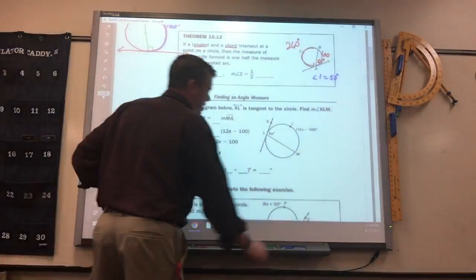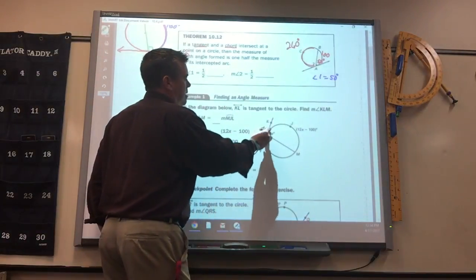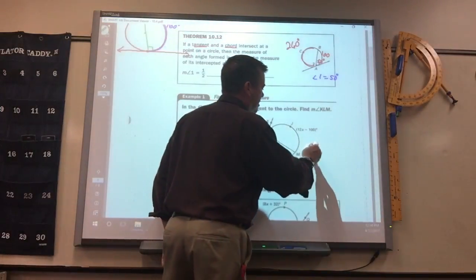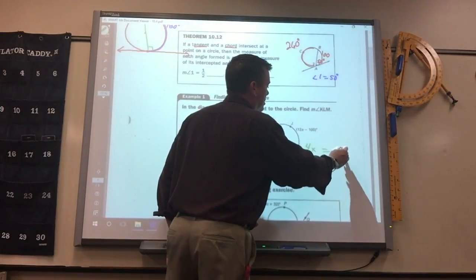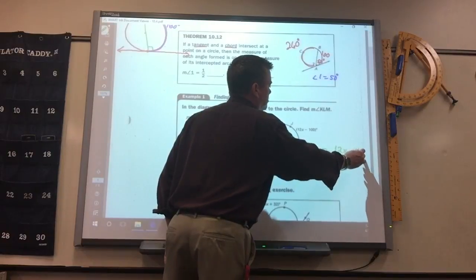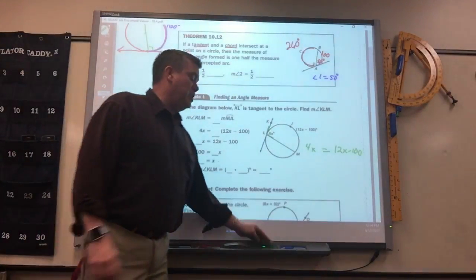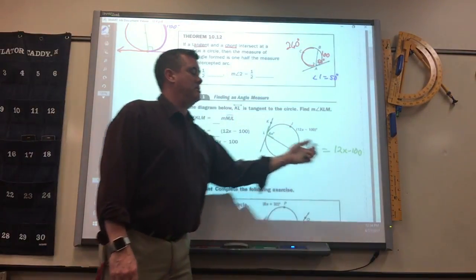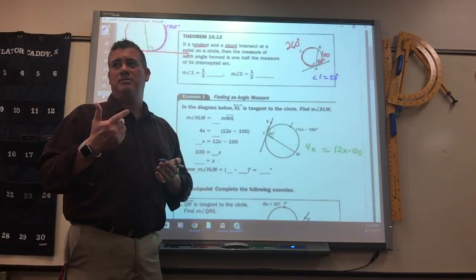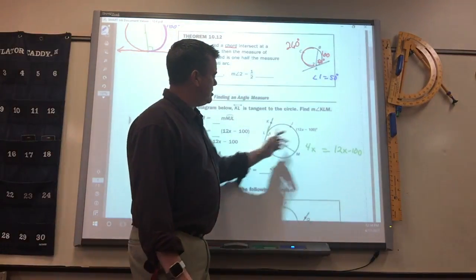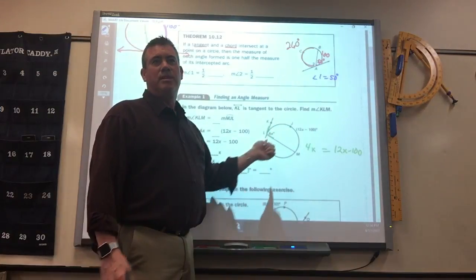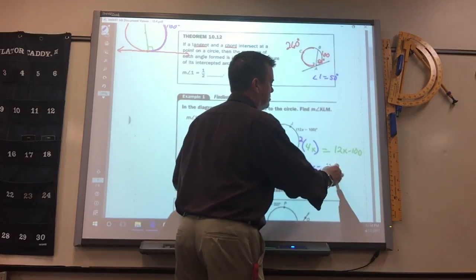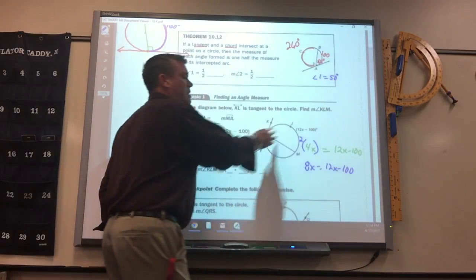Okay, so here's one where they want angle KLM. So you got to write an equation. Right now, this angle is not equal to the arc that it goes through, right? So what you got to do to make them equal is you either got to change this or this. You can do either one. What would I do to make this equal to that? Double it. It'll be 8x. Yep.